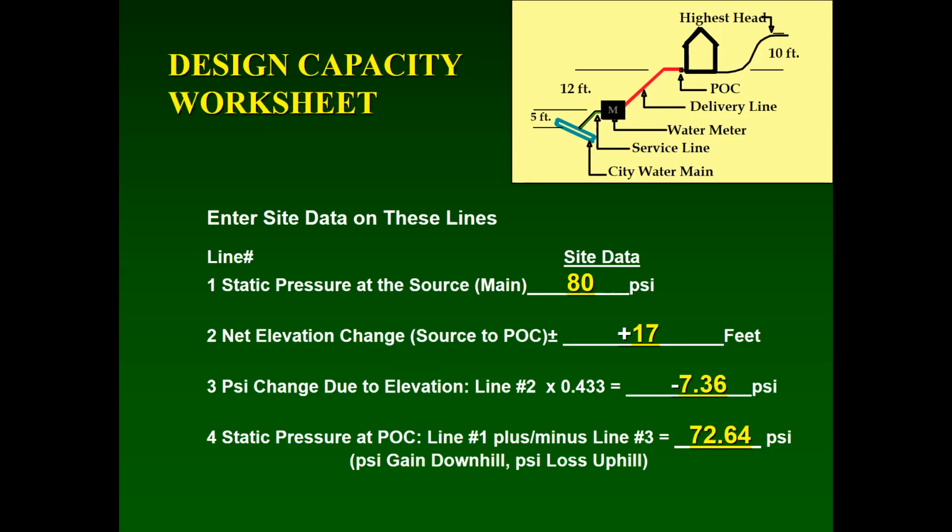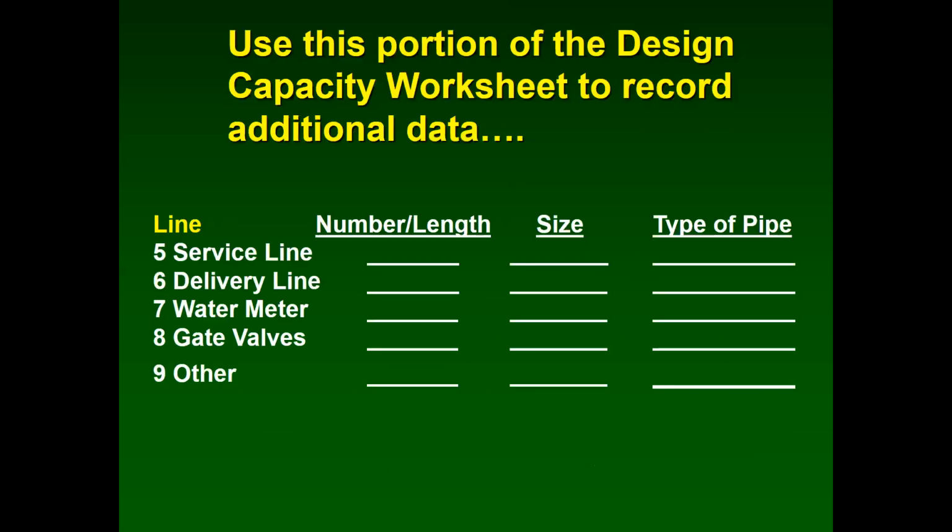Have I lost anybody yet? Not yet. All right, so that's the first 4 lines of that sheet. Now we have this section, all right? This is where we're going to input all of our data from what we took off that main page. So it's going to have our service line, delivery line, water meter, gate valves, and other.